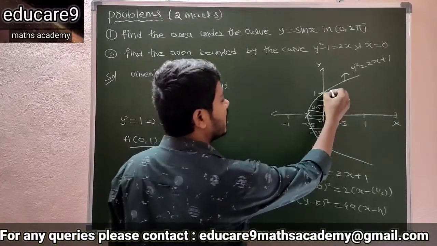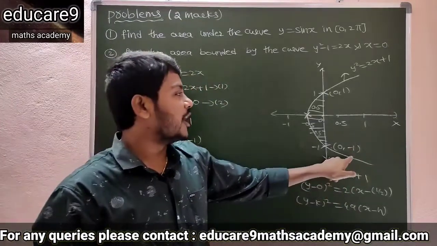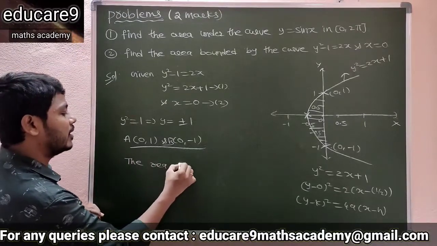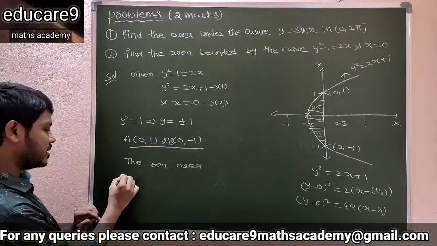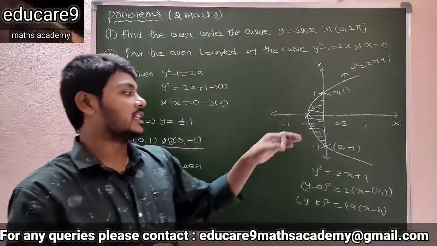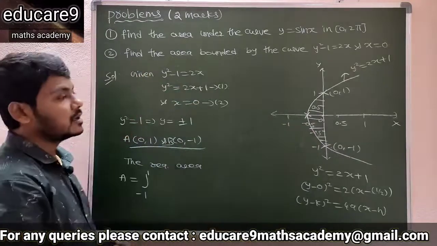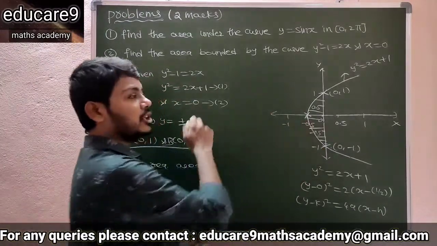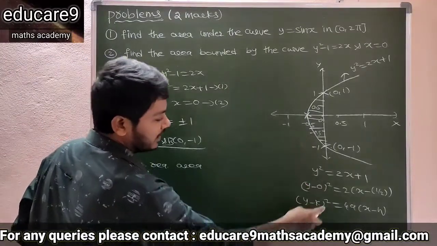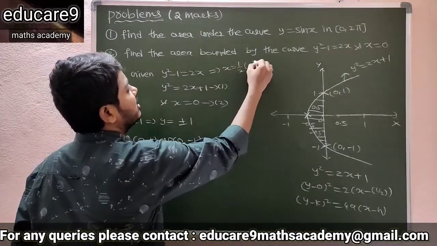So clearly, this is our 0 comma 1, 0 comma minus 1. So here take the y coordinates as limits. Therefore the required area A equals the integral from minus 1 to 1. So integrating with respect to y, take x of the right curve minus x of the left curve. So clearly x of the right curve, that is 0, minus the left curve. So write the x value from this. What is the x value? 1 by 2 times (y² minus 1).